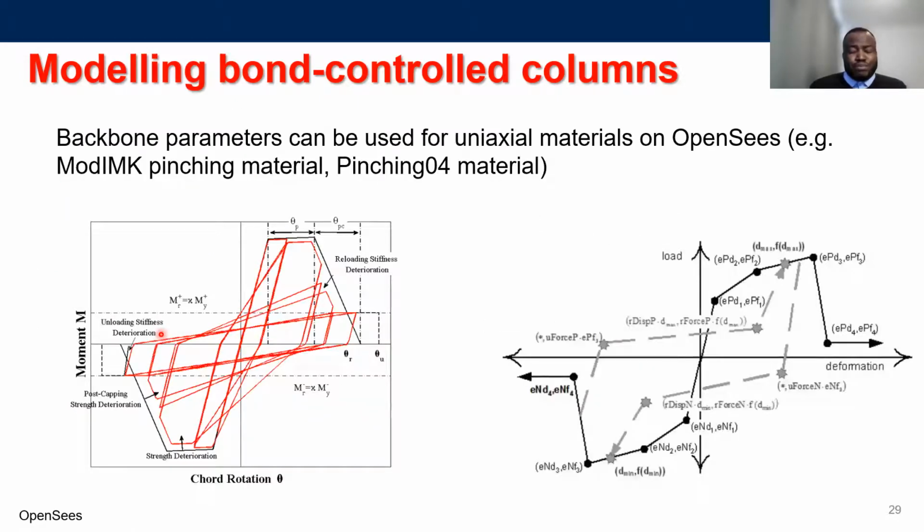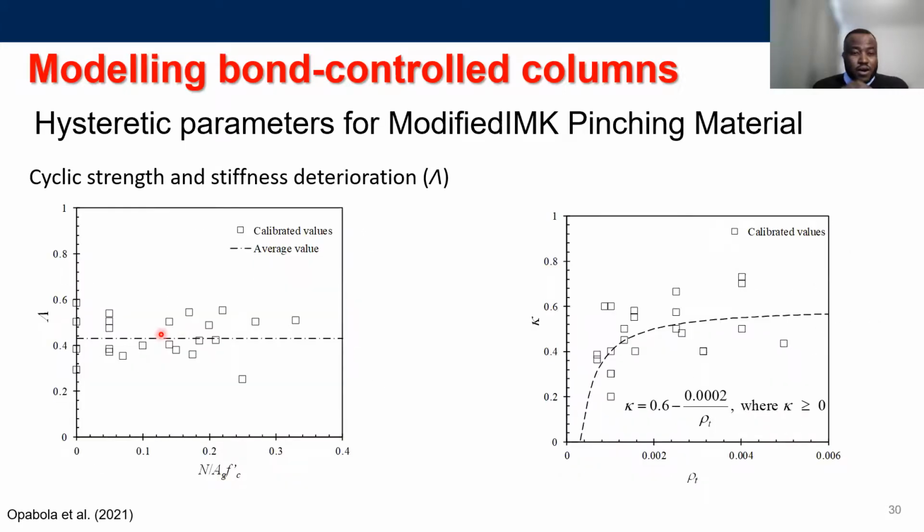So for a nonlinear pushover analysis, like I talked about, all you need is the backbone. But if you're trying to model the hysteretic behavior for a nonlinear time history analysis, I would actually recommend using this backbone with a modified IMK pinching material, or maybe a pinching4 material, which are actually available in OpenSees. So I can basically talk about the two materials, how the hysteretic parameters are defined, but due to time, I'm actually going to talk about only the IMK pinching material.